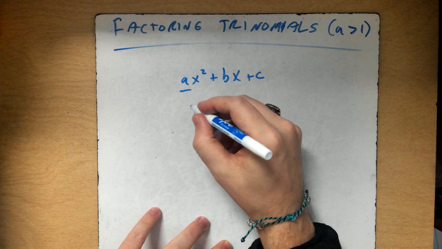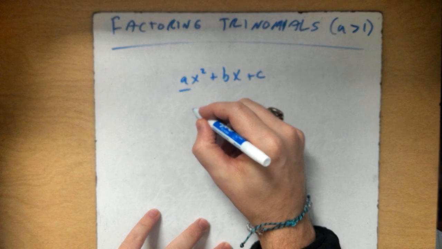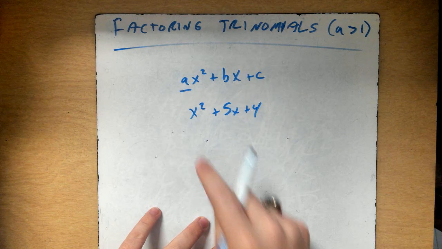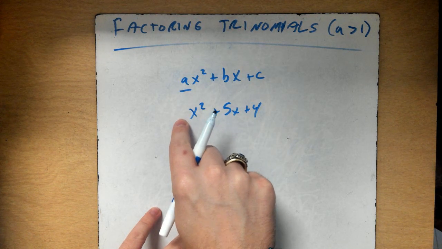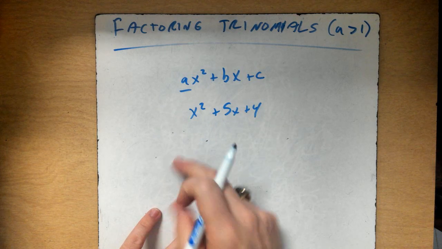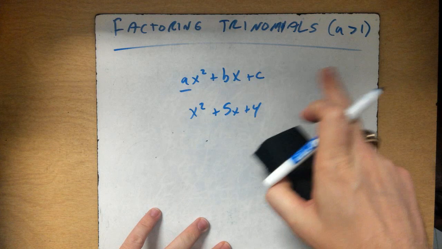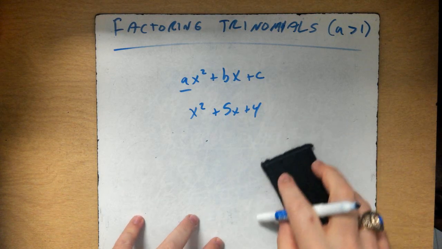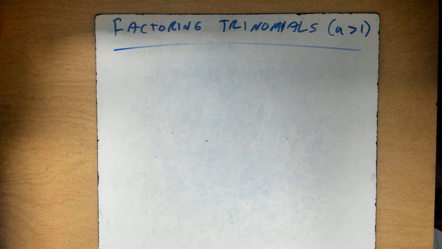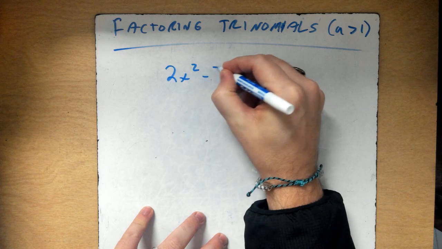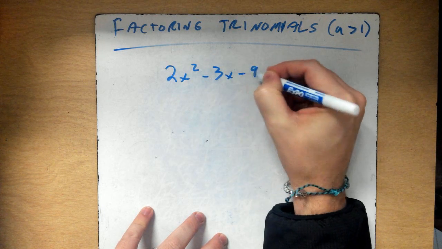So if we have something like x squared plus 5x plus 4, right? Then there would be a number in front here of our x. In this case, it's 1, but there could be something else. But what if it's not 1? And what if it's something that cannot be divided amongst the other terms? So, for example, let's say we have 2x squared minus 3x minus 9.